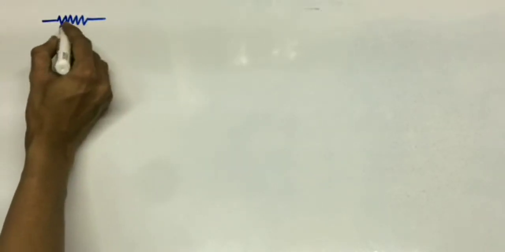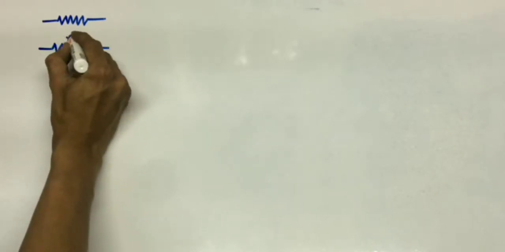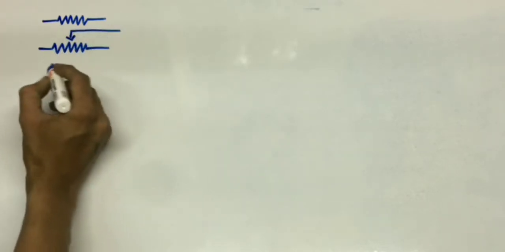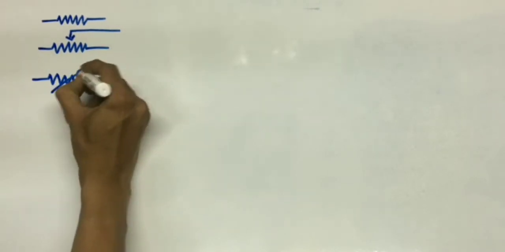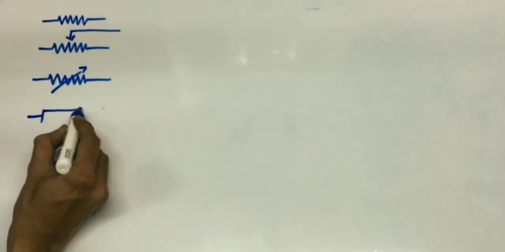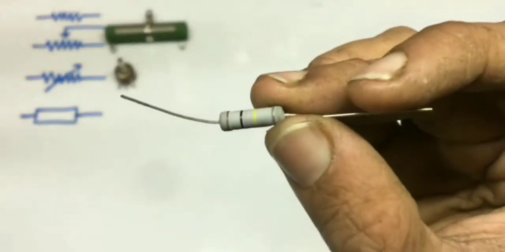Zigzag form. This is a fixed resistor. This is a rheostat. This is a variable resistor, and you can also draw a fixed resistor like this. For example, the rheostat will be like this. The variable resistor will be like this pot, and the fixed resistor will be this type.